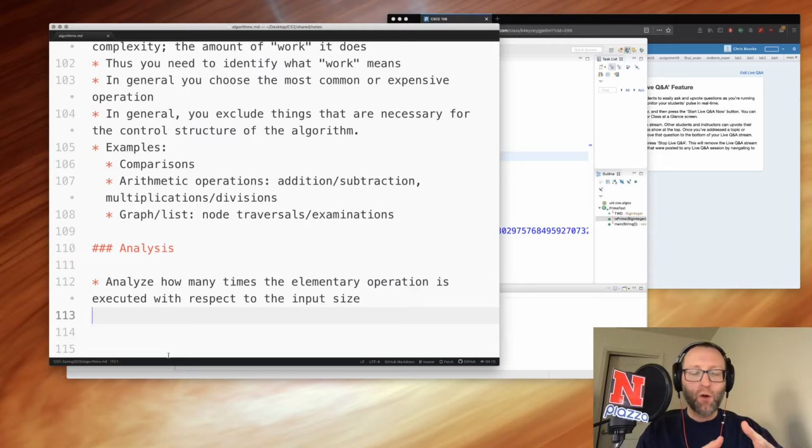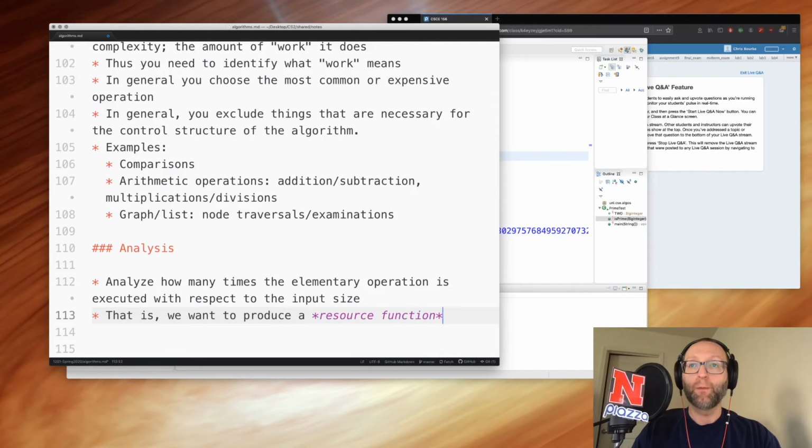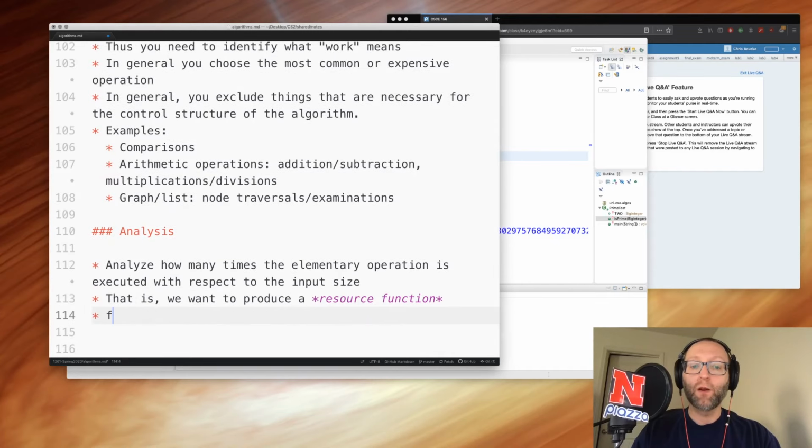For an input size of 100, I'm doing X comparisons. I'm doing some function of comparisons. That is, we want to produce a resource function. This resource function is going to be a function, or if it's time, you can call it t. I'm just going to call it f here. It's going to map the natural numbers to the real numbers, right? Natural numbers to the real numbers.